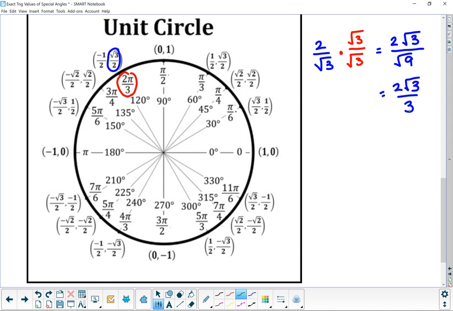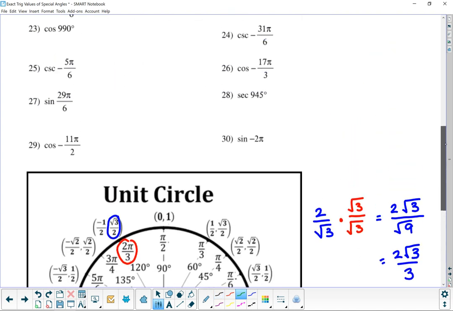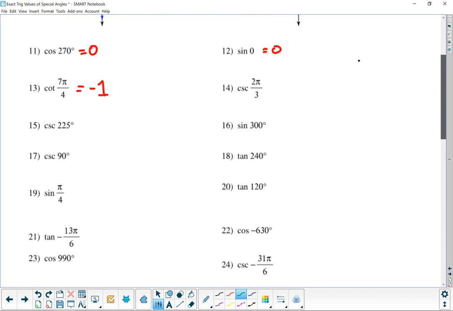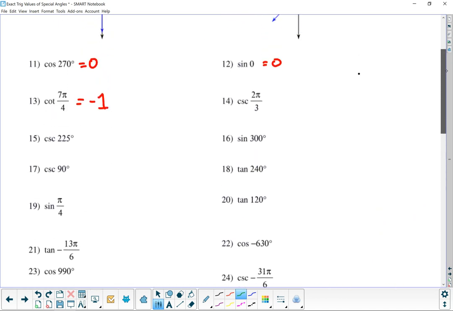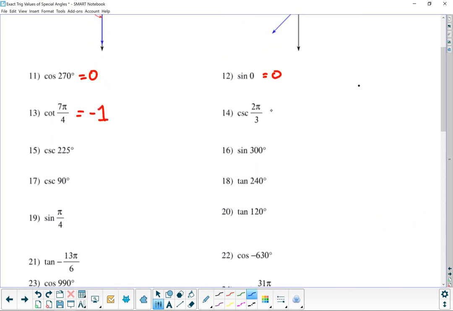And no, you cannot cancel the 3 from the outside and 3 from the inside like how I just did. You cannot do that because outside and inside cannot cancel with each other. Okay, you could cancel an outside and an outside like this, but 2 and a 3 will not cancel. So you can't do anything there. And that is your final answer, 2 radical 3 over 3. So cosecant of 2 pi over 3 is going to be 2 radical 3 over 3. Final answer.